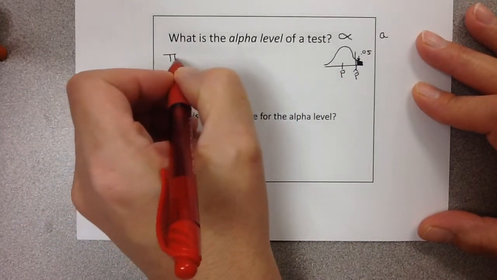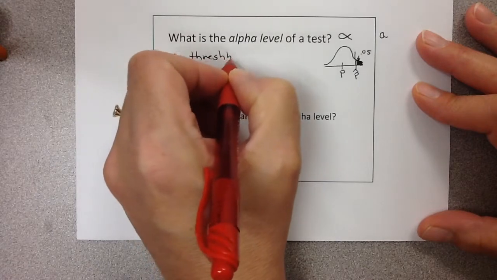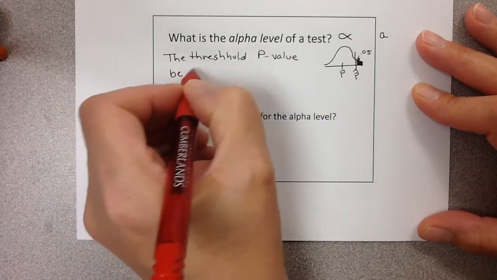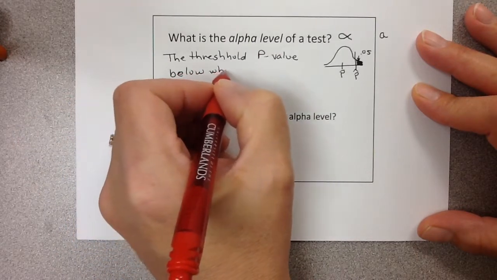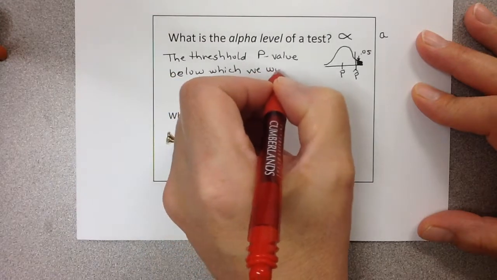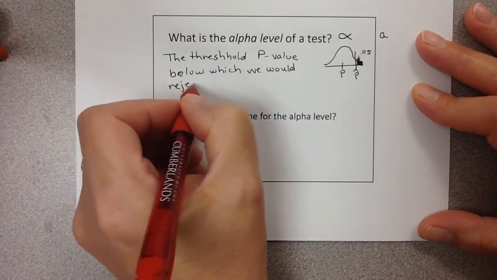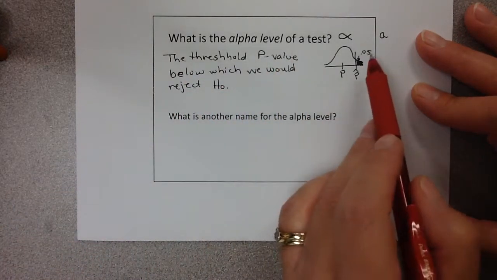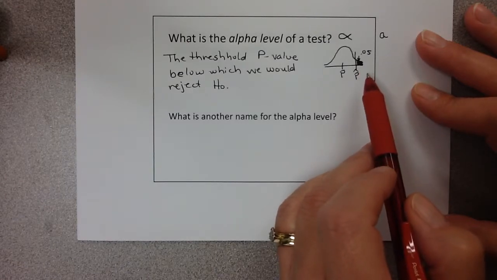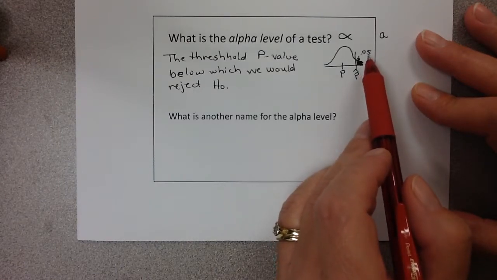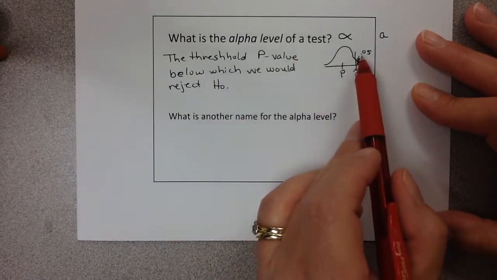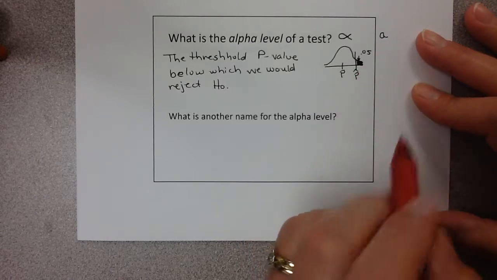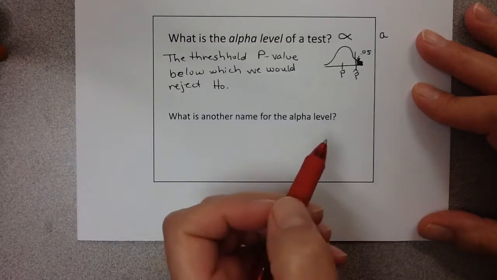So we'll define this as the threshold p-value below which we would reject the null hypothesis H naught. So if our p-value is below 5%, so it's 4%, 3%, 2%, 0.0003, if it's lower than 0.05, we would reject the null. If it's higher than the alpha value, we would fail to reject the null. So it's that cutoff point that we define before we make a decision.